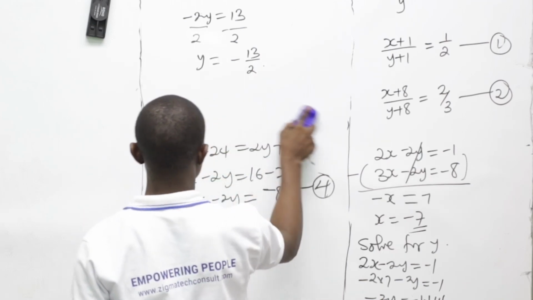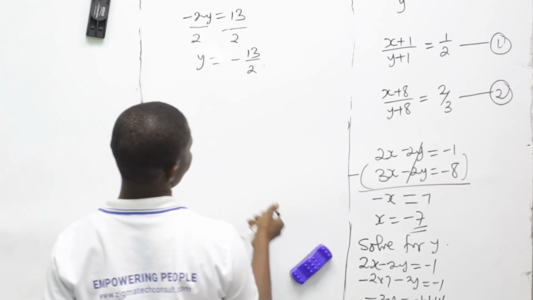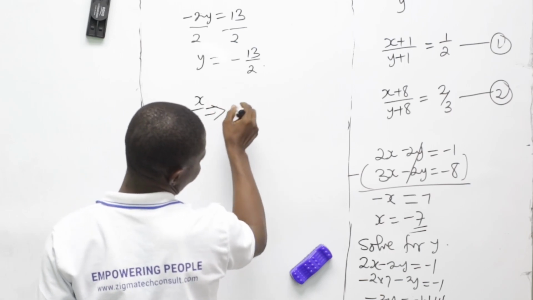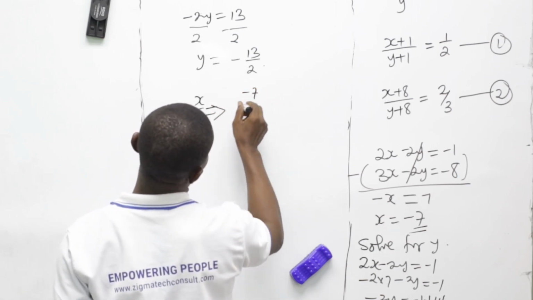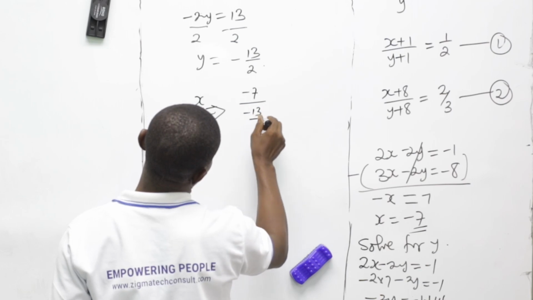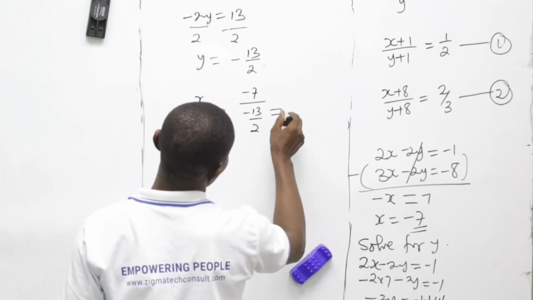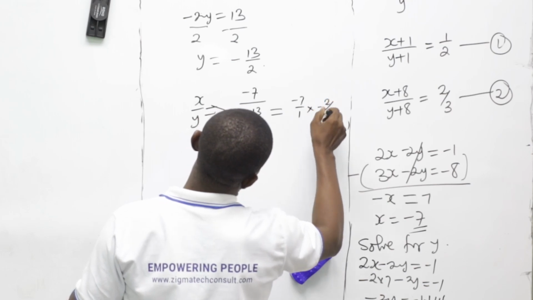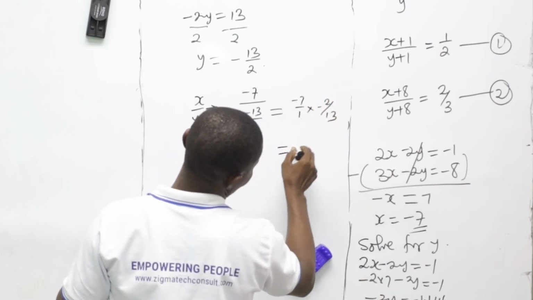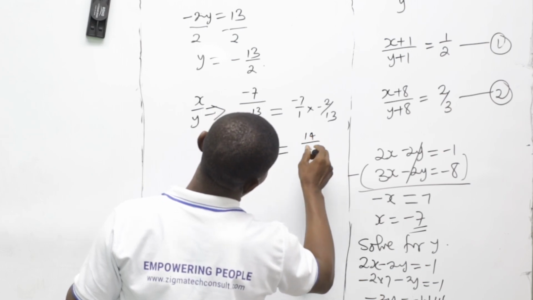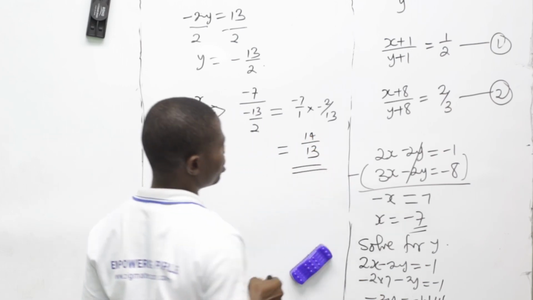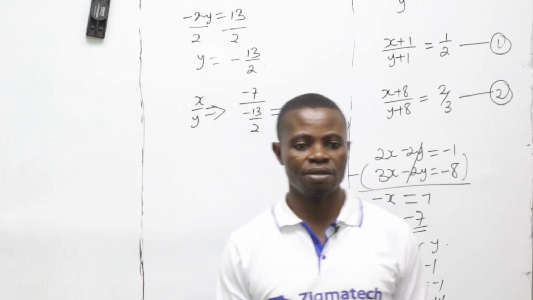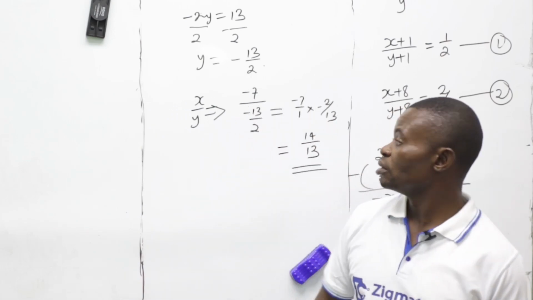So, the fraction x all over y will now imply minus 7 all over minus 13 all over 2, to give us minus 7 over 1 times minus 2 all over 13, to give us what? 14 all over 13. So the fraction is what? 14 over 13. That is the fraction.